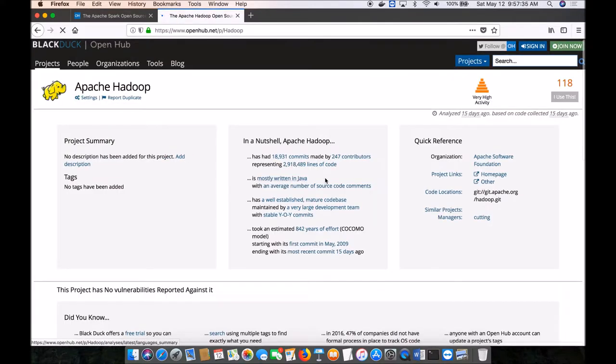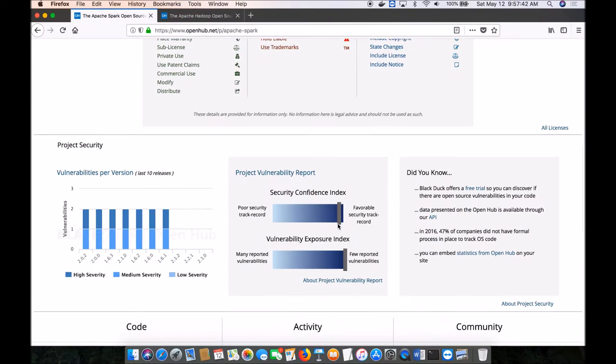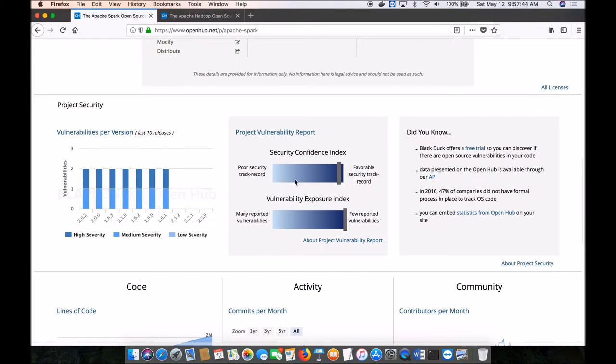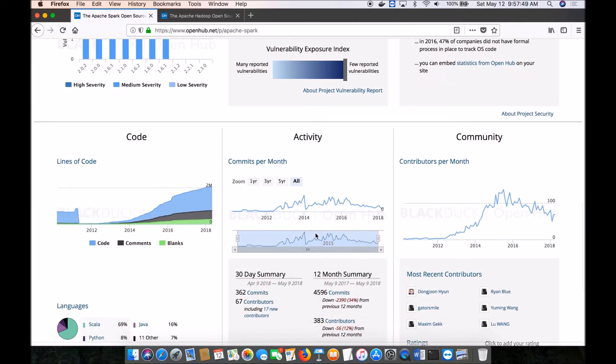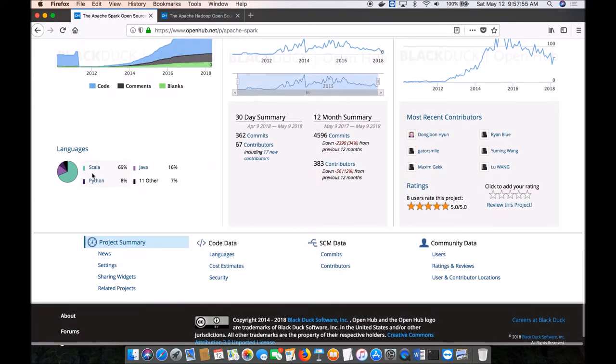And if you are looking at 247 contributors, 1,681 contributors, and if you come down you can see how many vulnerabilities and security issues there are, it is very, very, very low. And if you look at the code, it will tell you what percentage of the code has been written in which language, and you can see 69% of the code, the green color, is in Scala, and they have every reason why they have chosen Scala. I have explained it in great detail.